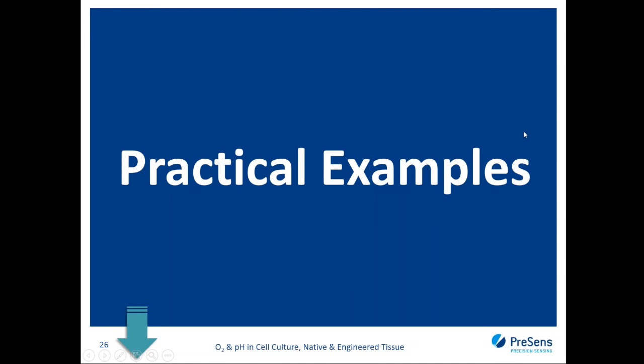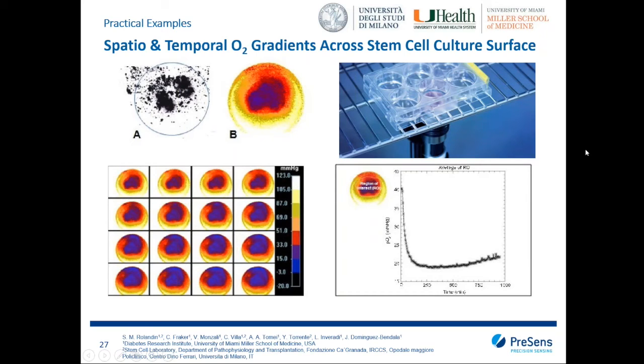Okay. My first example in today's webinar is on oxygen imaging in stem cell cultures. Actually, it's on the spatial and also the temporal oxygen gradients across stem cell culture surfaces. Therefore, the foil was placed in a titer plate, and cells were grown on top of the foil and investigated in a time series over hours. What you can see is that when the cells grow and consume the oxygen due to their metabolism, the oxygen levels drop. And you can investigate that over time.